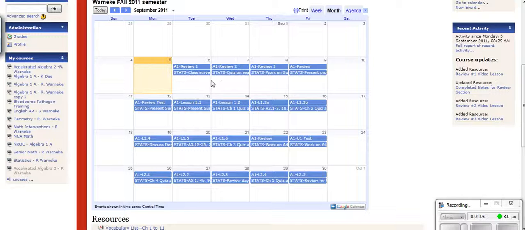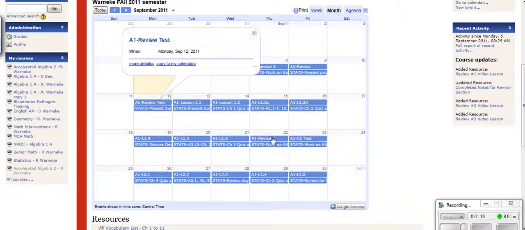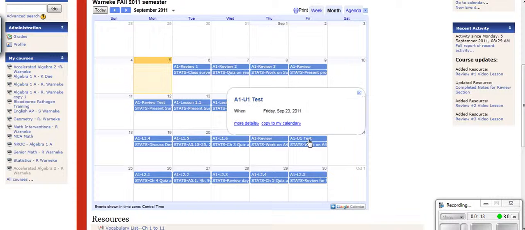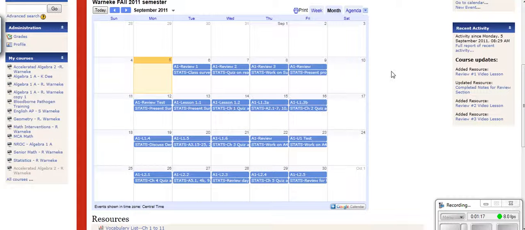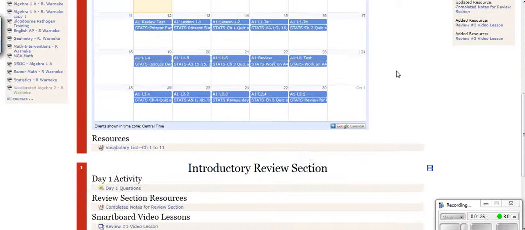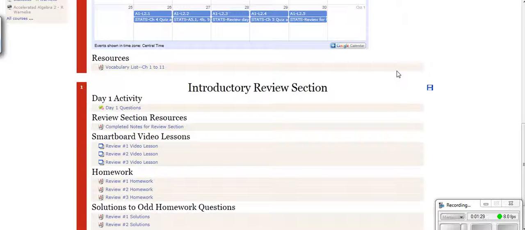So first and foremost, if I were to look at this, I would notice that on the 12th we have a review test. On the 23rd I have the Unit 1 test, and so on. So it's a very valuable resource for knowing the pacing, or if you're gone, you can see what we did.